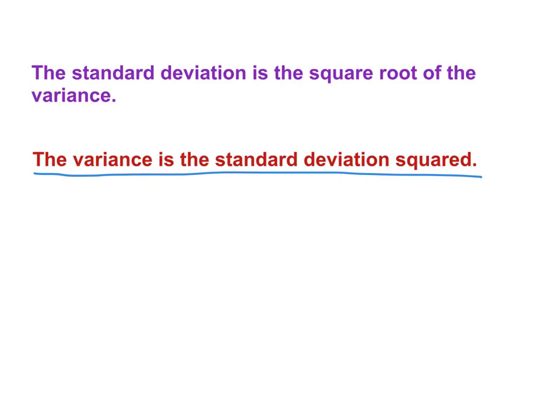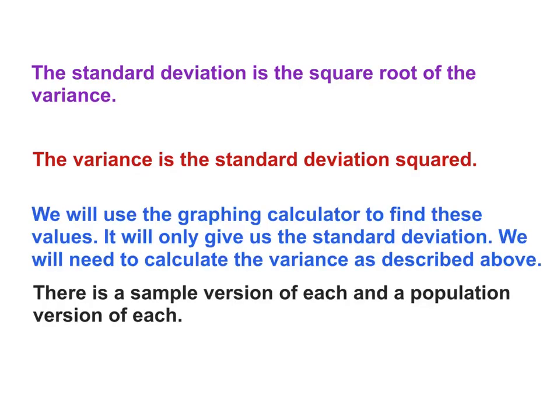Because our calculators actually don't give us the variance. They will give us the standard deviation. So in order to find the variance, you're going to have to take the standard deviation that the calculator gives us and square it. Okay, so we're going to use a graphing calculator to find these values. Again, it will only give us standard deviation. We're going to need to calculate the variance right here.